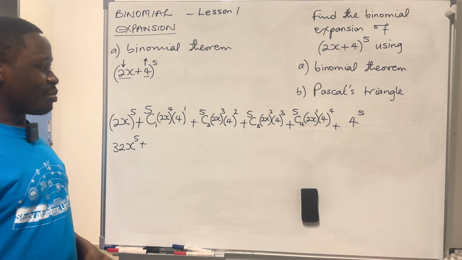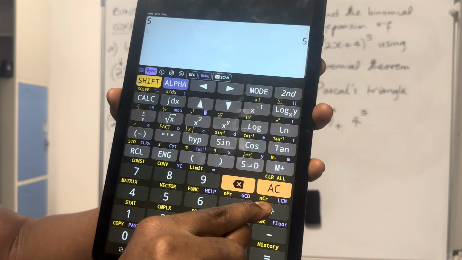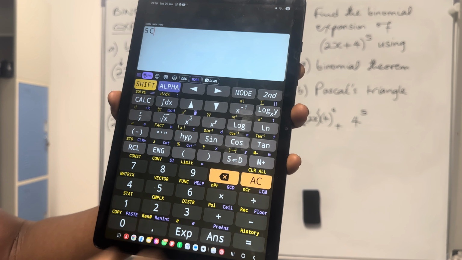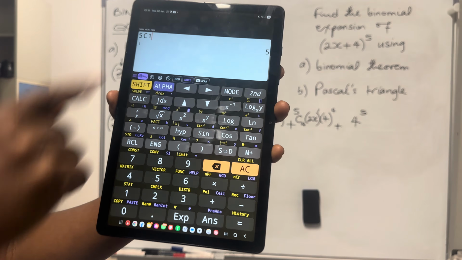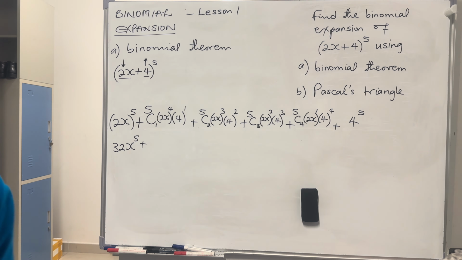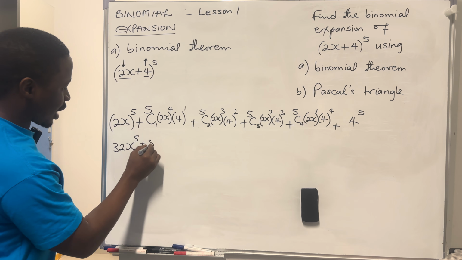So what you do is you enter 5. Ask your teacher or your seniors to tell you the button for the combination. According to the one I'm using here, it is here, NCR, that is N combination R, NPR, N permutation R. But because I need combination, I've written the 5. The color is yellow, so I press shift. You can see the C comes, and I press 1. What do you see? You see 5. So therefore, 5 combination 1 is 5.